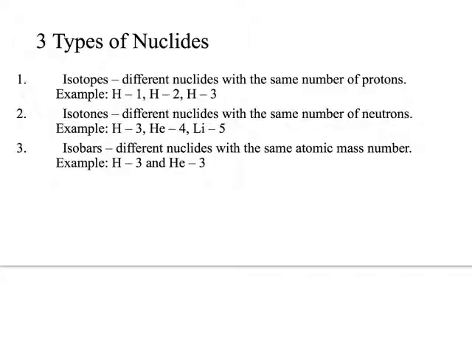Isotones would be different nuclides with the same number of neutrons. So, for example, if we had tritium and then helium-4, and then lithium-5, all of those have the same number of neutrons. And so isotones on this periodic table of the nuclide chart are going to be in the same column. Isotones exist in the same column. So you can actually see that if you track hydrogen here, hydrogen-3, here's tritium. If you follow it across and then go up, you can see there's helium-4, lithium-5, boron-7, carbon-8, right? Again, some of these nuclides exist in nature, some of them don't, some of them are theoretical, right?